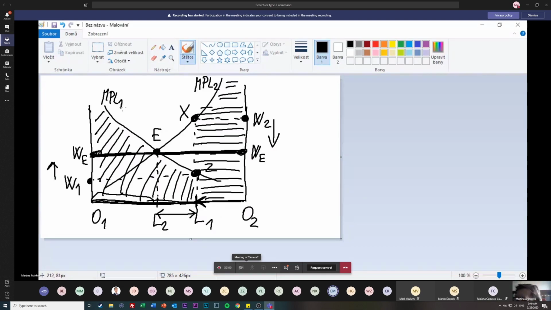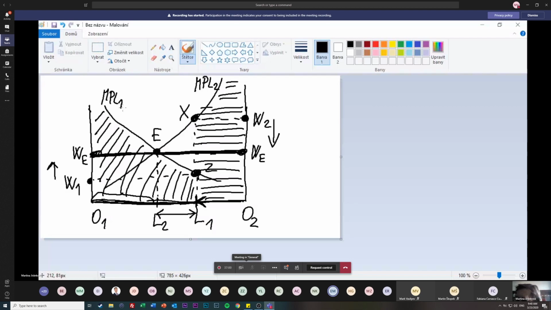Can you show please GDP in some different colors because the whole picture, it's really messy now. I will try if I will be able. So this is GDP in the second country. Is it okay?